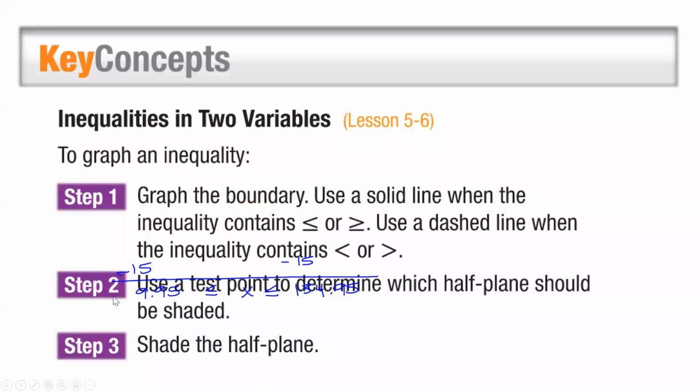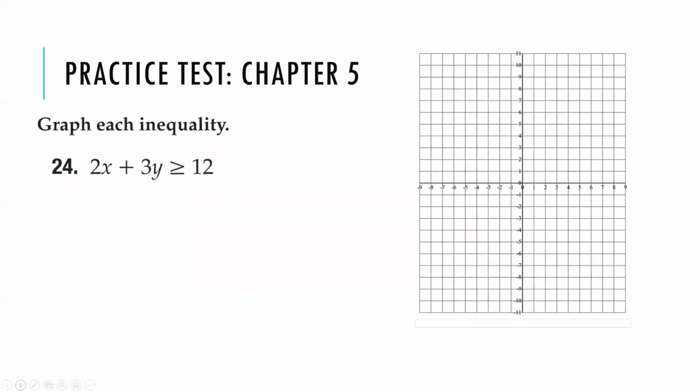Okay. All right. So then inequalities in two variables. So this is where you had to graph inequalities. First you have to graph the boundary line. So use a solid line when the inequality contains less than or equal to or greater than or equal to, because it can equal those values. And then you use a dashed line when the inequality contains less than or greater than. And you can use a test point to determine which half plane should be shaded, and then you shade the half plane.